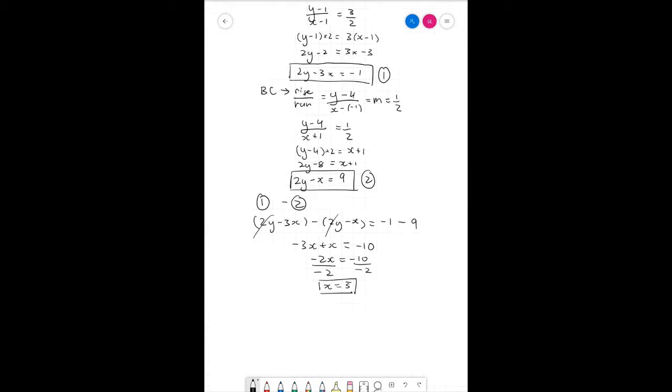We're nearly there. And then let's sub into 2. So we'll get 2y minus 5 is equal to 9. So we get 2y is equal to 14, which means, dividing by 2, y is equal to 7. Perfect. So that means we know that C has coordinates 5, 7.